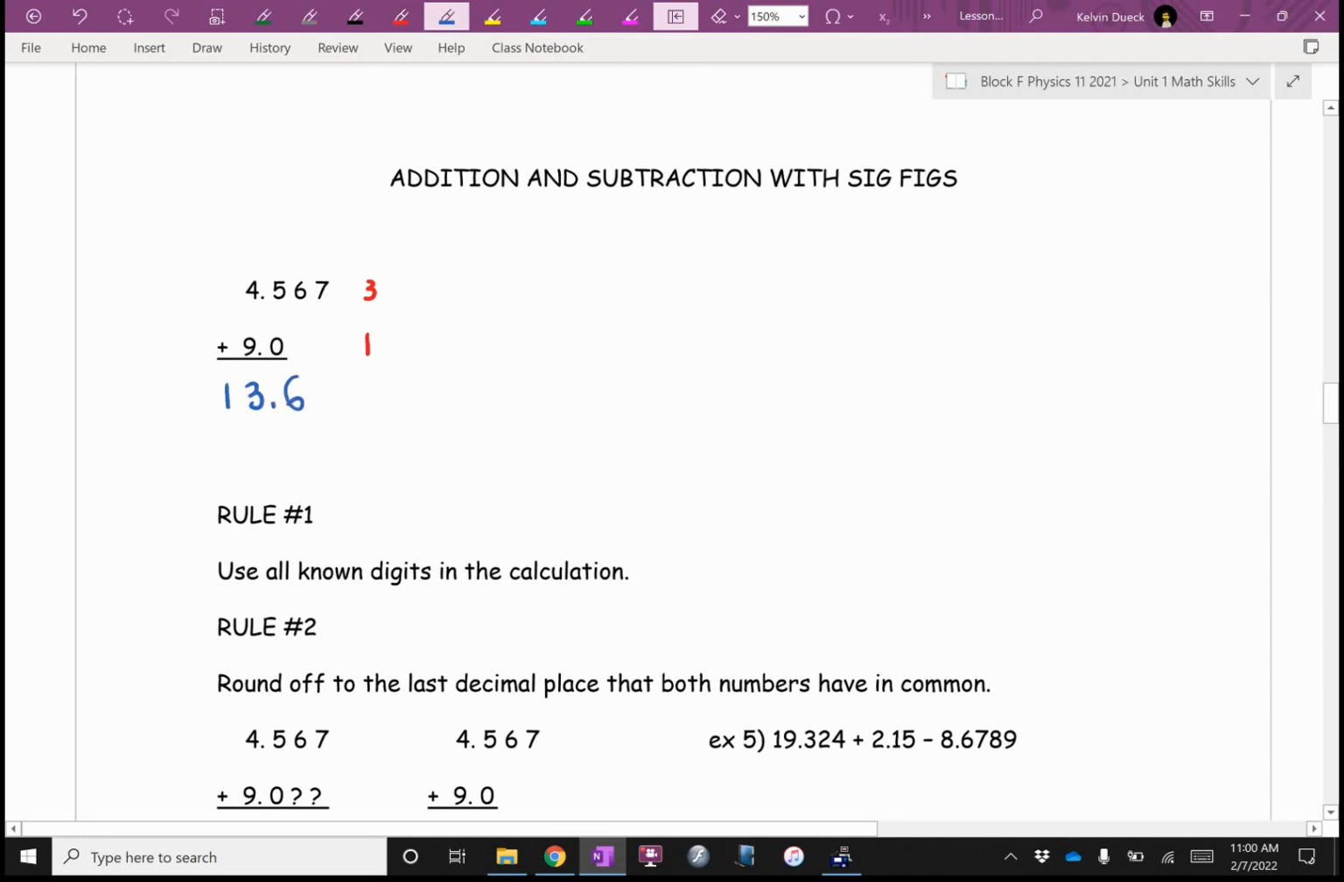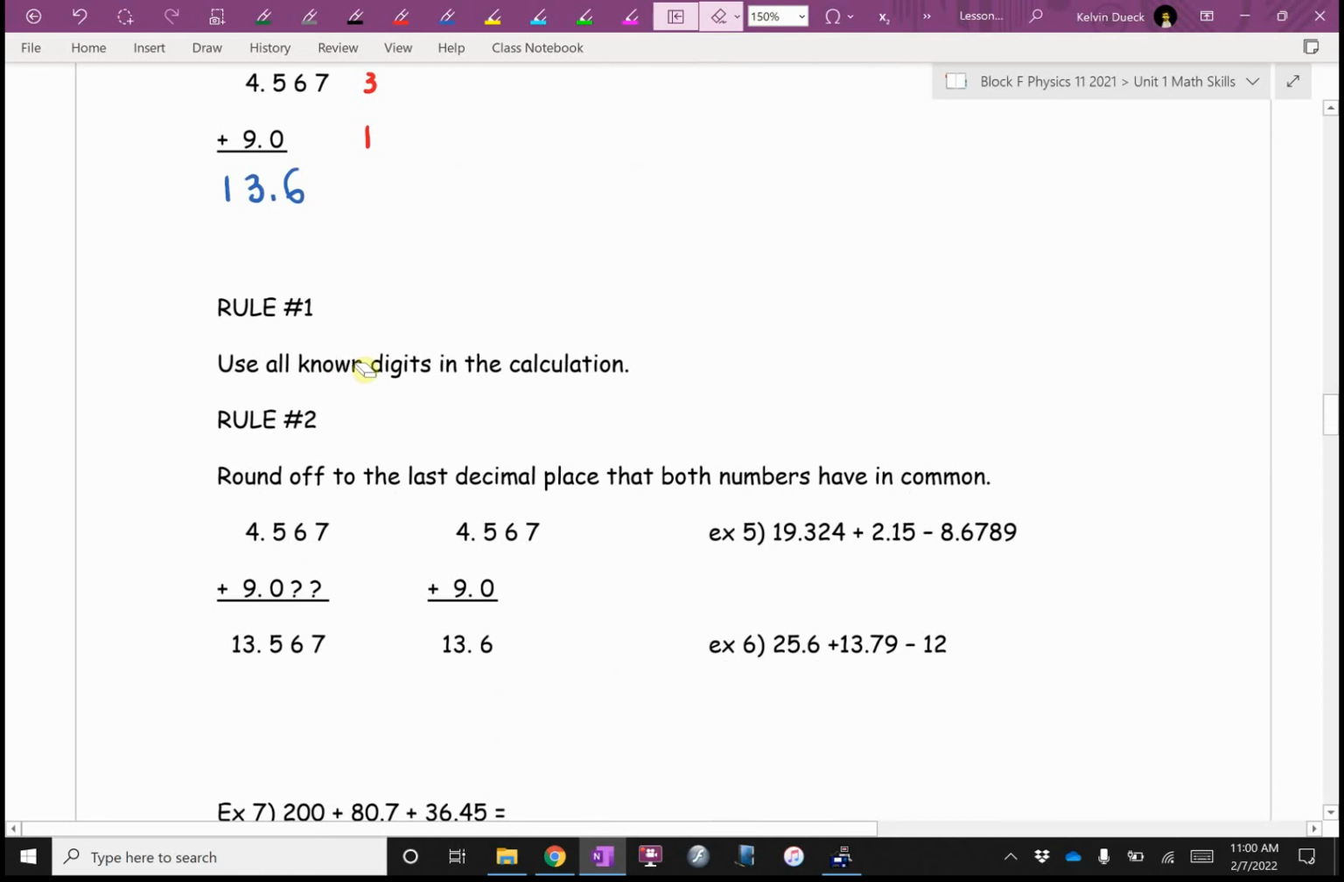Now, I want you to notice something. 4 sig figs, 2 sig figs. How many sig figs is my final answer? 3. You'll notice it had nothing to do with sig figs. The rule for rounding with adding and subtracting is decimal places. And it's easy to get the multiplication rule mixed up with the addition subtraction rule. So rule 1, use all known digits in the calculation. Rule 2, round off to the last decimal place that both numbers have in common. In other words, round off to the fewest number of decimal places that everything has.